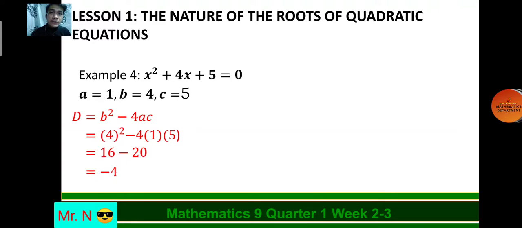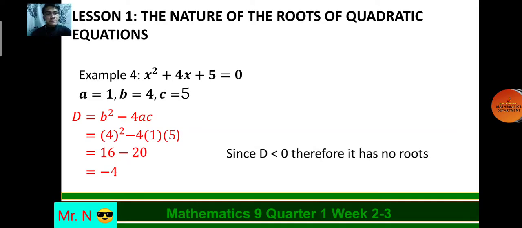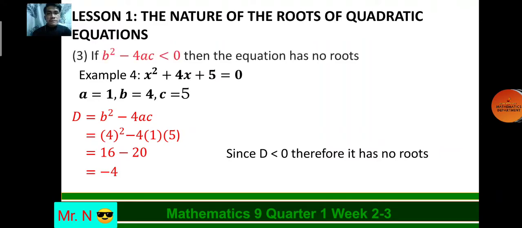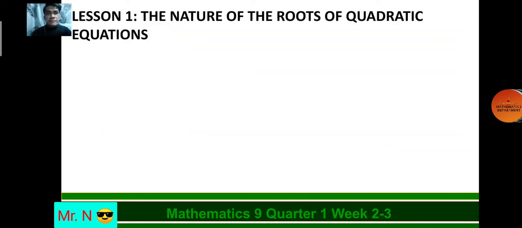Alright? So what are the roots? What is the nature of the roots if the discriminant is less than 0? The roots are imaginary. The equation has no real roots. Okay? Let's have another example. Example number 5.